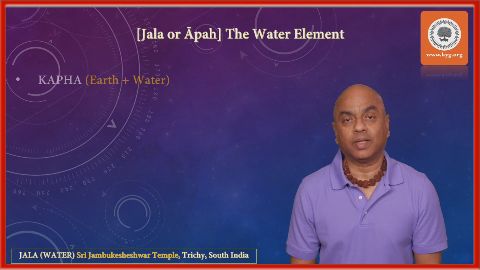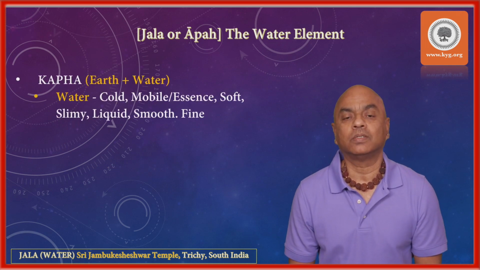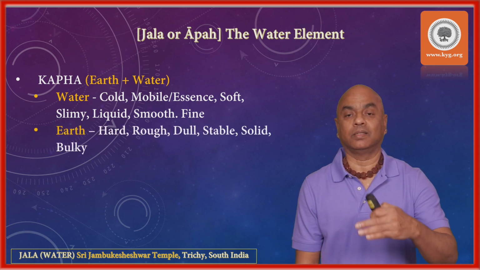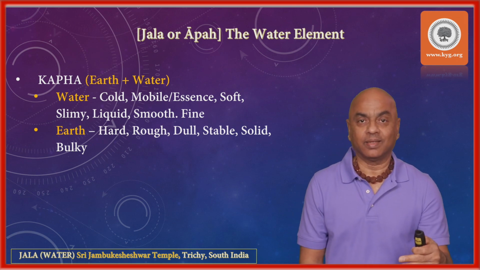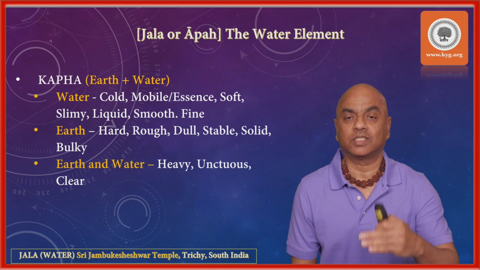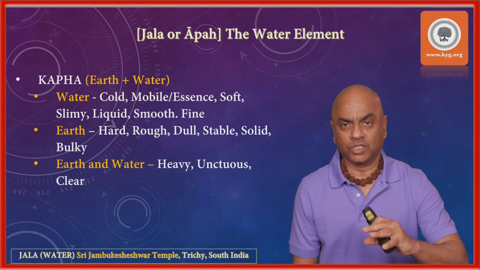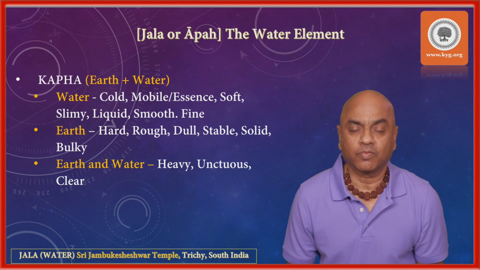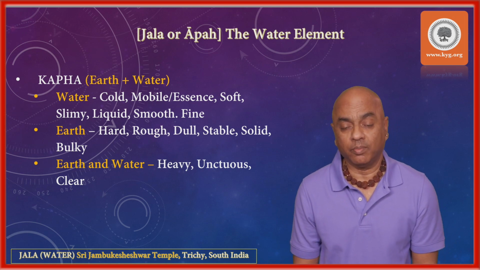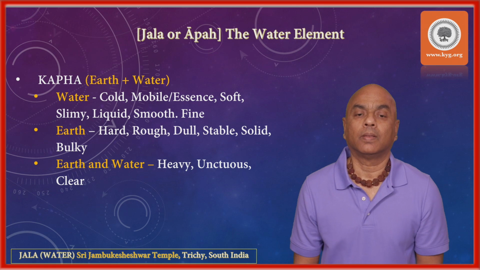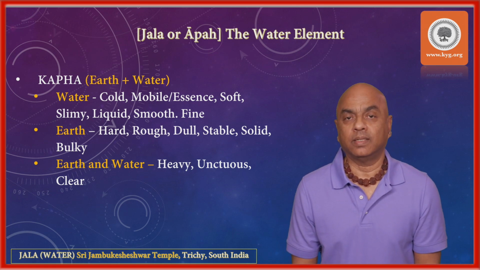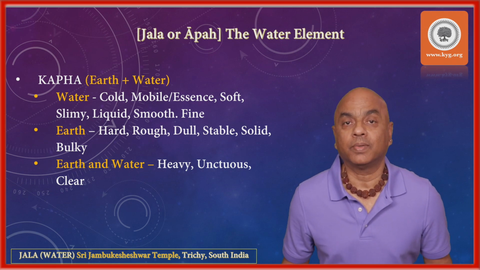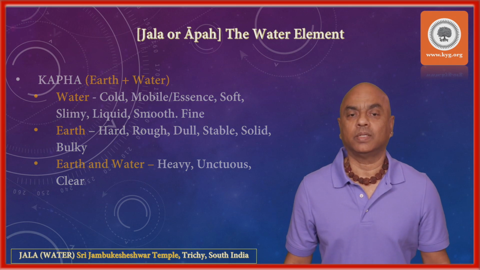Then you have Kapha. Kapha is earth and water. Water is cold, and we studied that. Earth is hard, rough, dull, stable, solid, bulky. So combine these two, and you have these things in common. Both are heavy, both are unctuous, both have qualities of clear. And like I said, the word clear could mean white, could mean brilliant, could mean shining, and so on. Vishadha, snigdha, heavy, guru quality. So you have Vata, Pitta, and Kapha with these qualities.